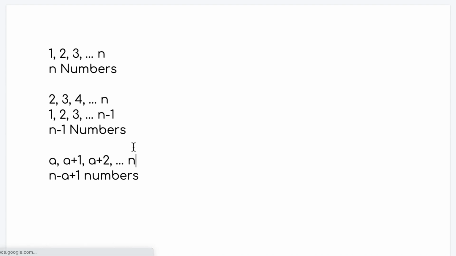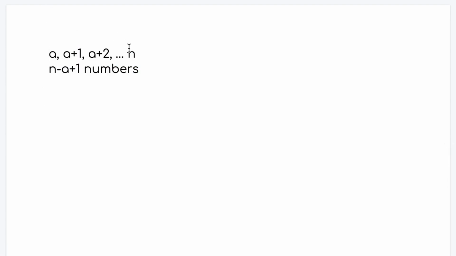Right, so we can pretty much just leave this, because this is a very general case. It tells us how to count a list of consecutive numbers from some arbitrary number a to some arbitrary number n. And of course, a has to be less than n. So let's just put that down, because if it isn't, then you just switch n and a.